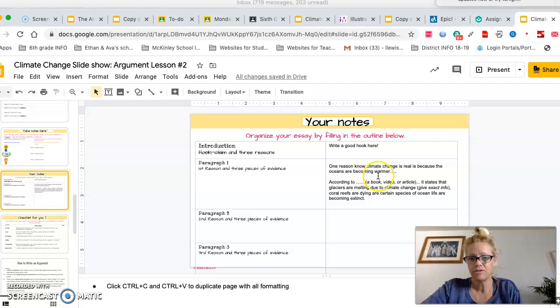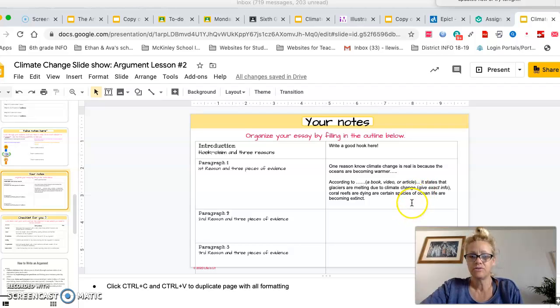One reason we know climate change is real is because the oceans are becoming warmer. According to, and then you would put your information of where you got it. It states that glaciers are melting due to climate change. And I would give exact information, like what rate they're melting at, or how many glaciers there were 20 years ago as opposed to now. I might, because that would be factual information to help me support my claim.